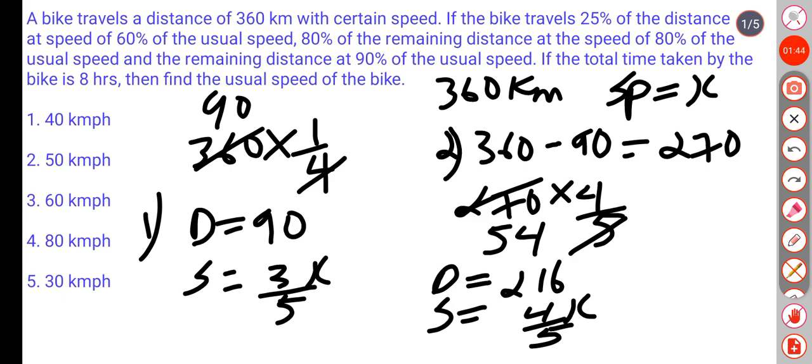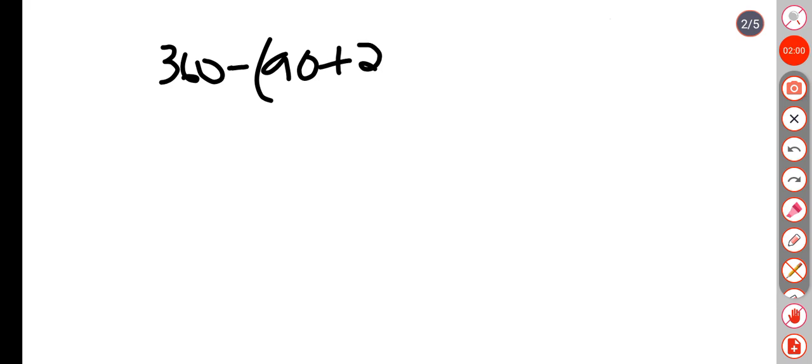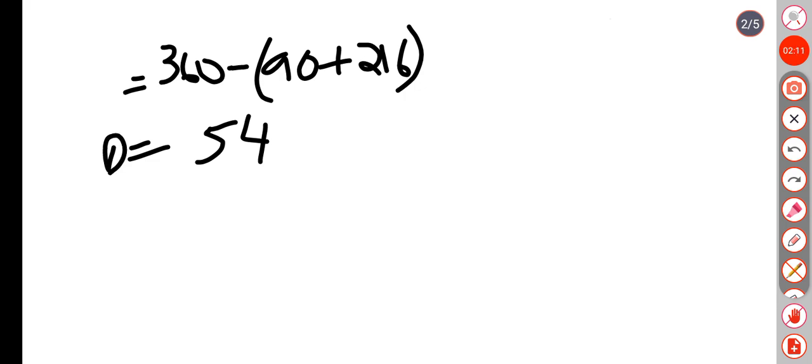Now next, the remaining distance at 90%. So the remaining distance means 360 minus, we got 90 and 216, right? So you get 54. So your distance here will be 54, and at 90% of the usual speed.